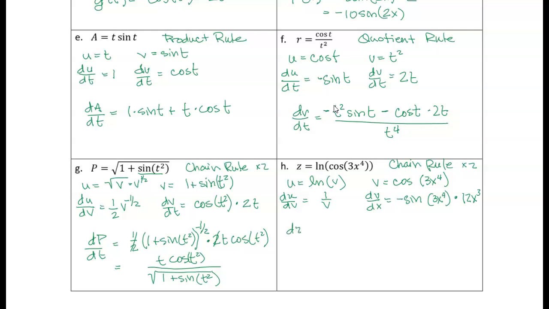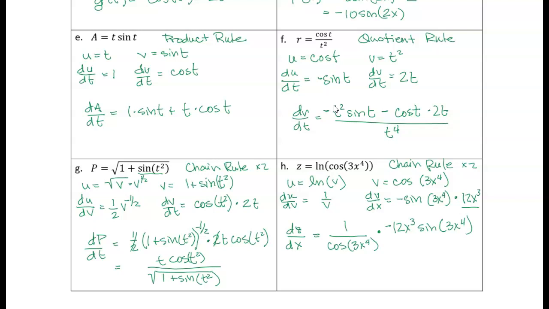So the derivative dz/dx is equal to 1 over v, which is cosine of 3x to the fourth, times we have the negative sine, and I might just flip these around just because I kind of like to have the 12x cubed out front. So I could just say minus 12x cubed sine of 3x to the fourth. Okay.